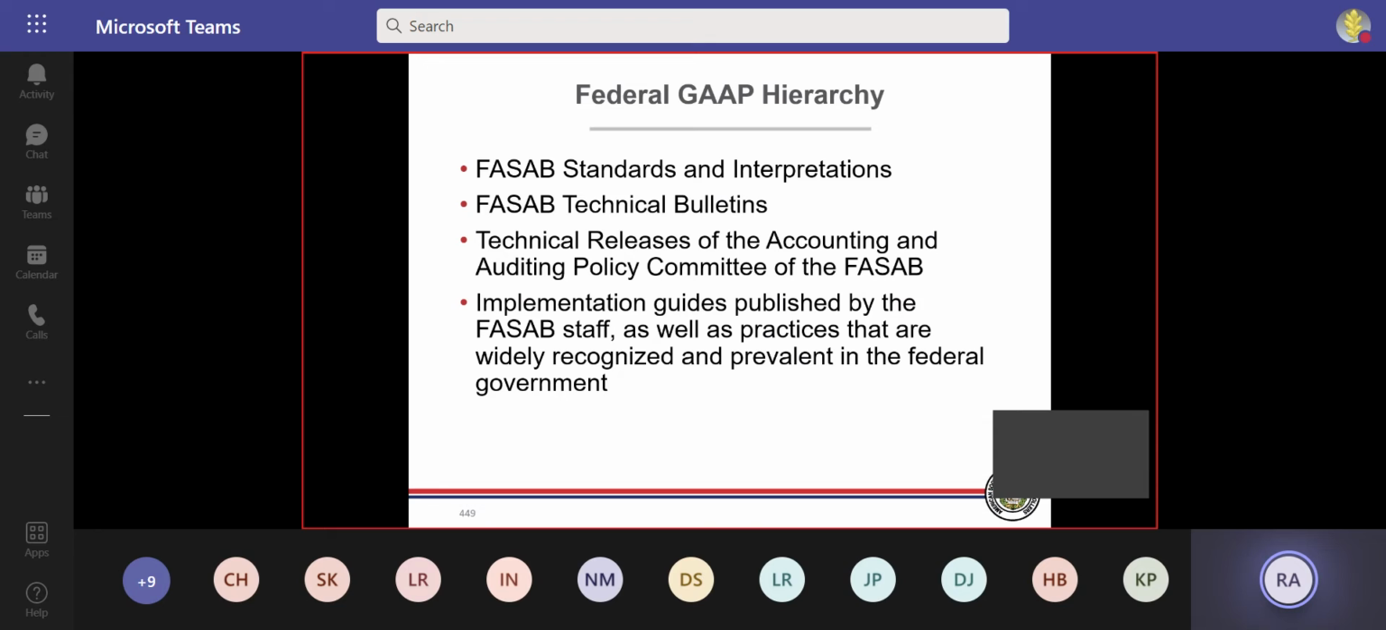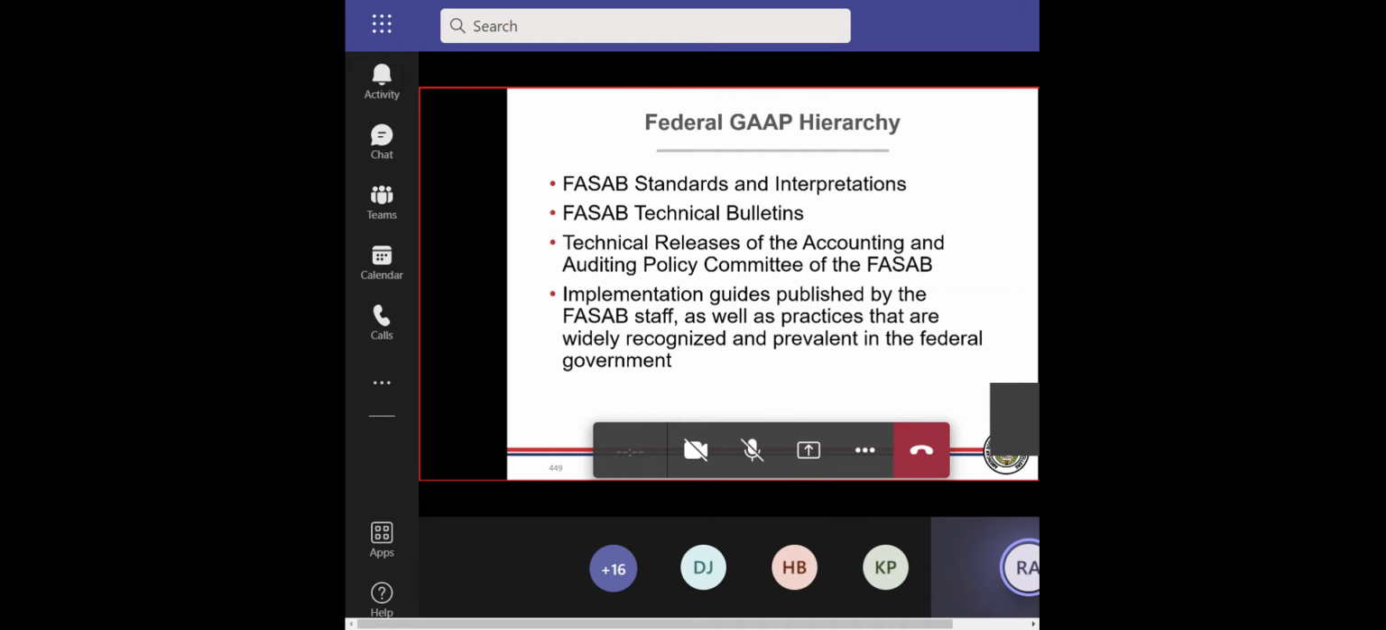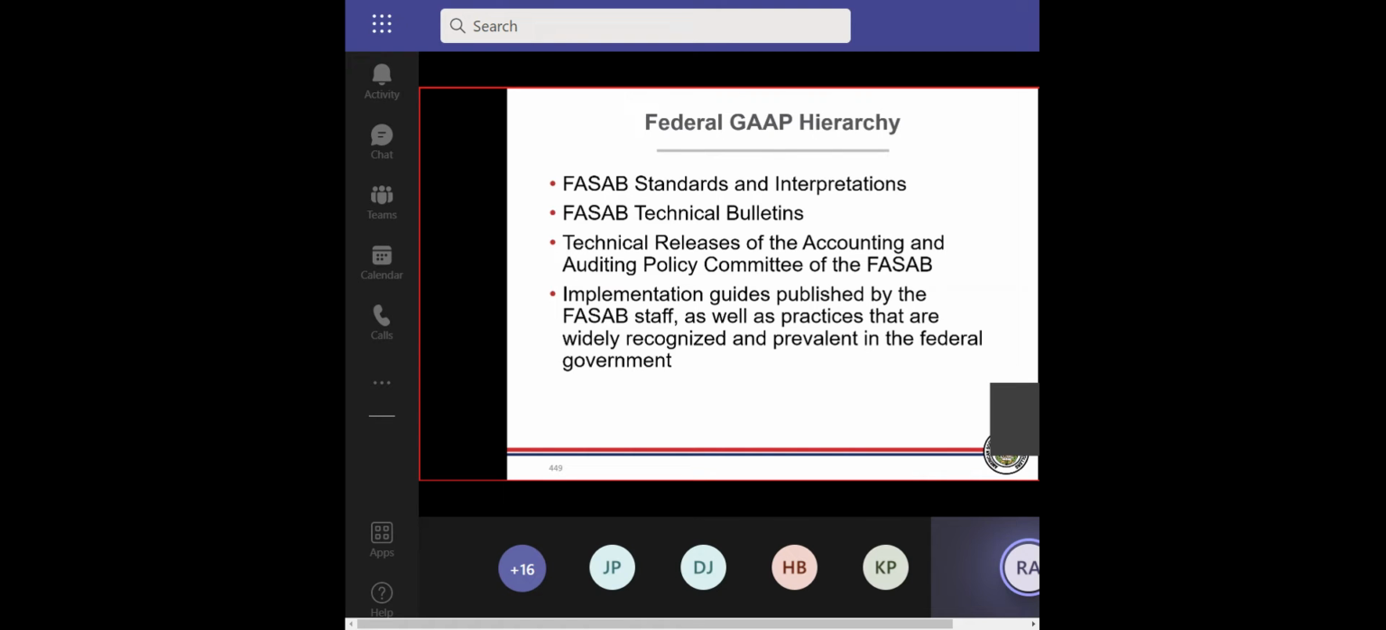Basically what it says is that the board is looking at how to handle lease property, the value of the lease. How do you handle that? How do you book that? How do you show that in your records? That last bullet then also has implementation guides that are published by FASAB, as well as practices that are widely recognized and prevalent in the federal government.